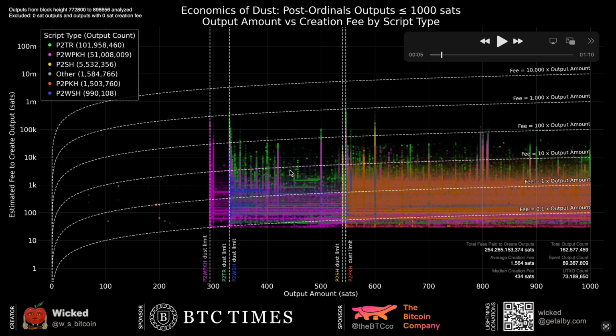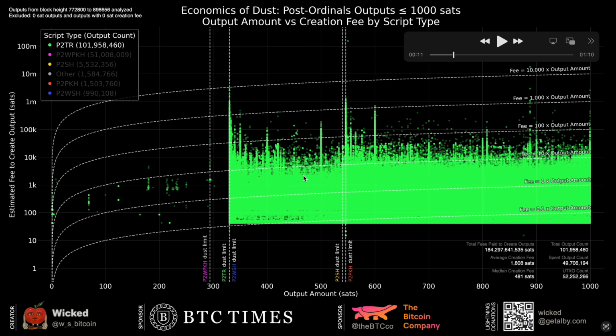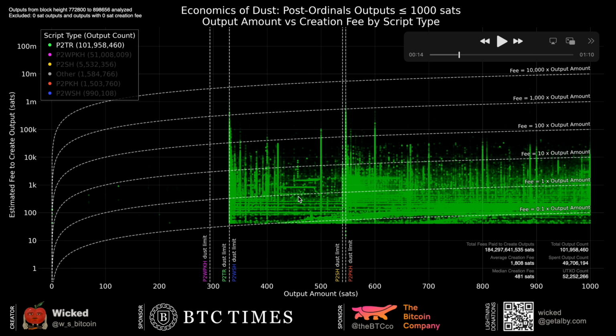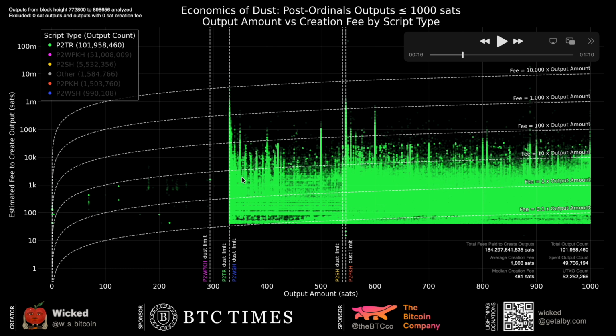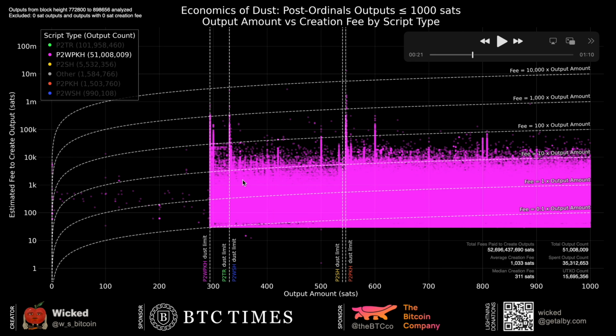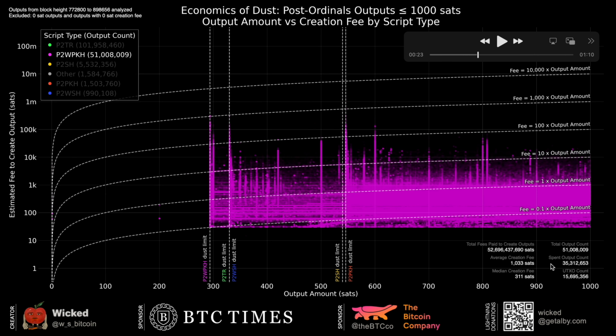If we look at each individual script type, I'll summarize some of the results here. For pay to taproot, there were over 100 million outputs created, but only 23 million of those were on the dust limit line. Everything else was above it. And then for P2WPKH, the next one, over 51 million outputs created, but in this case, only just under 19 million were on the dust limit.